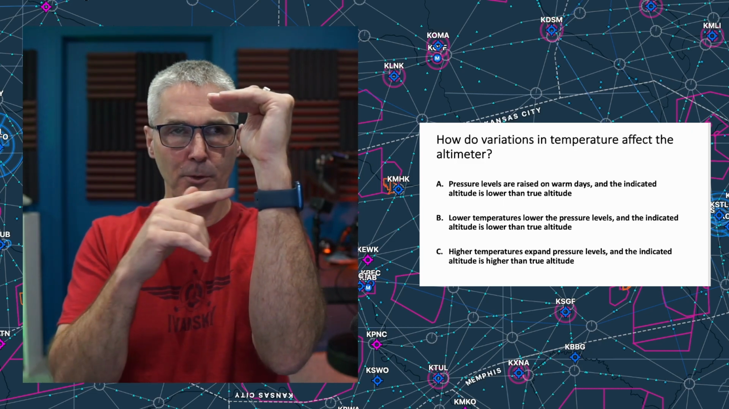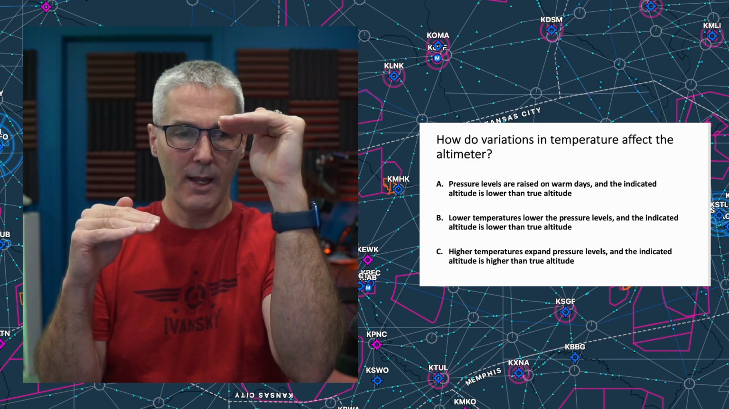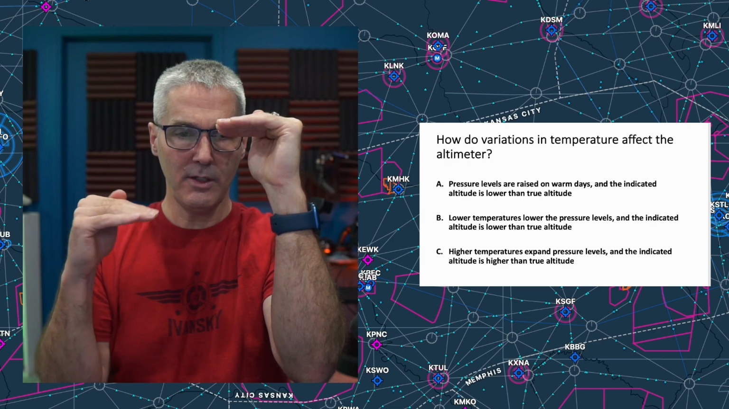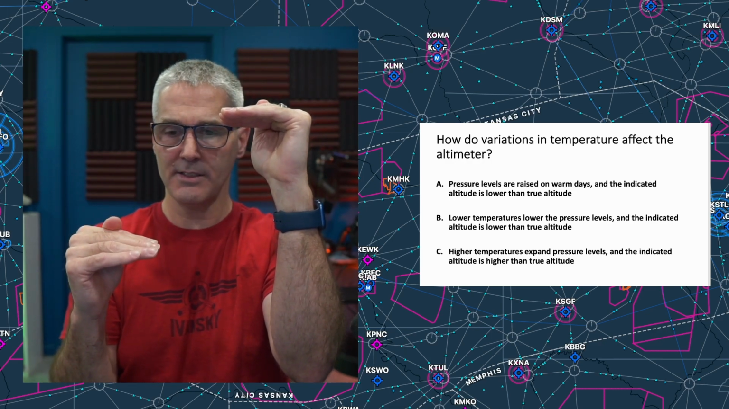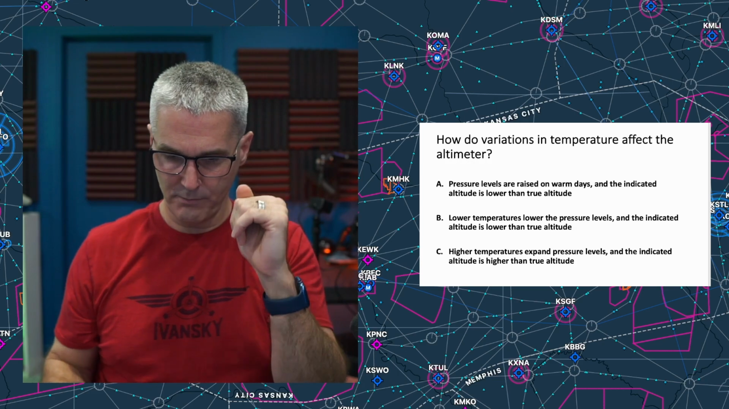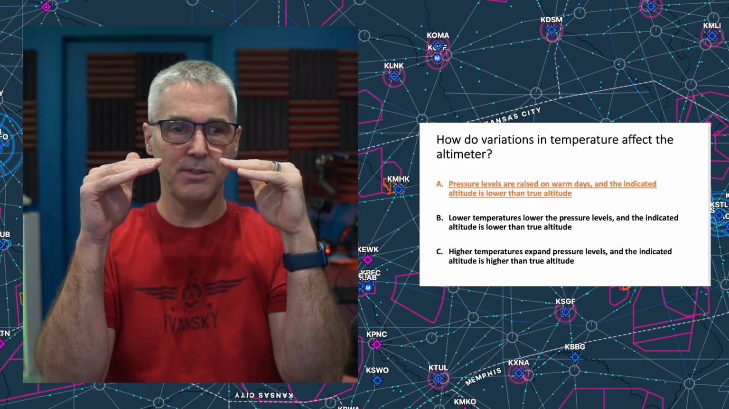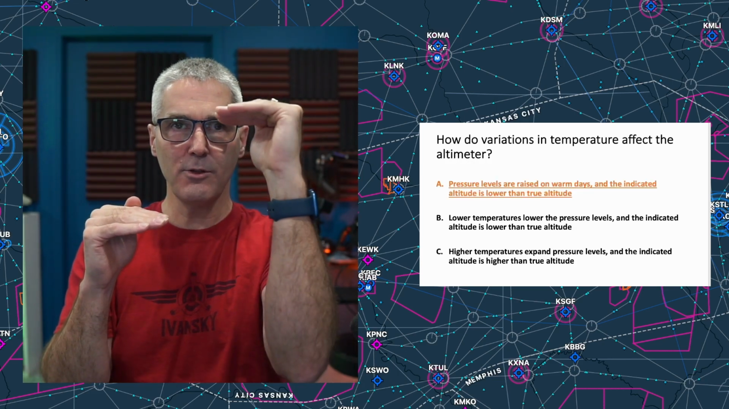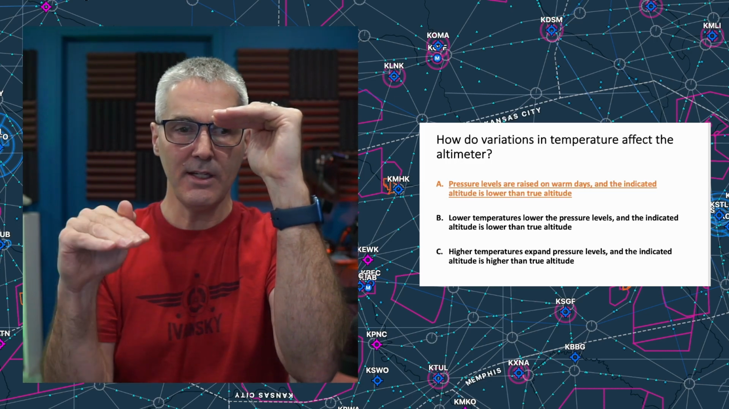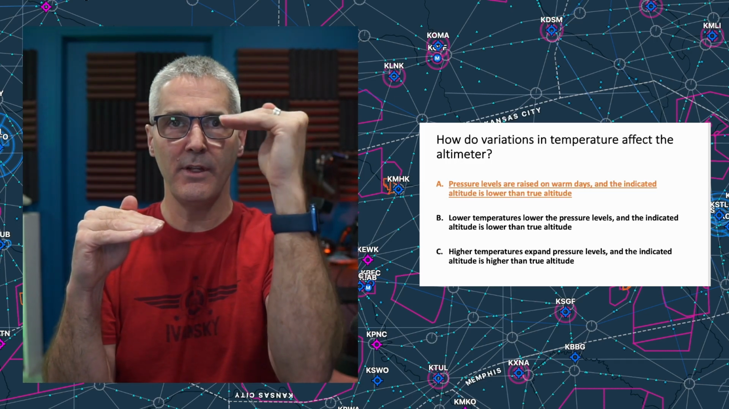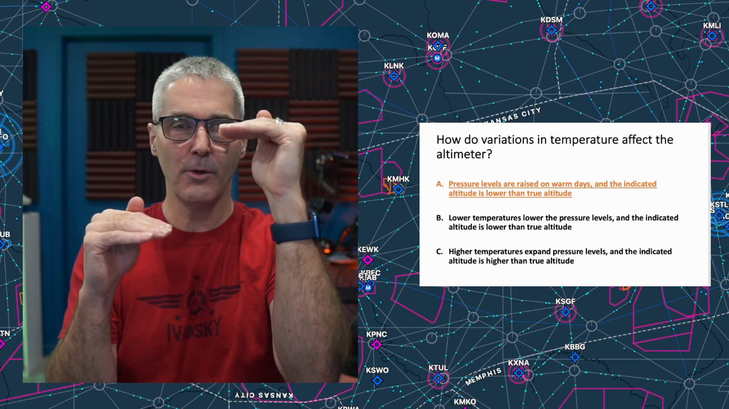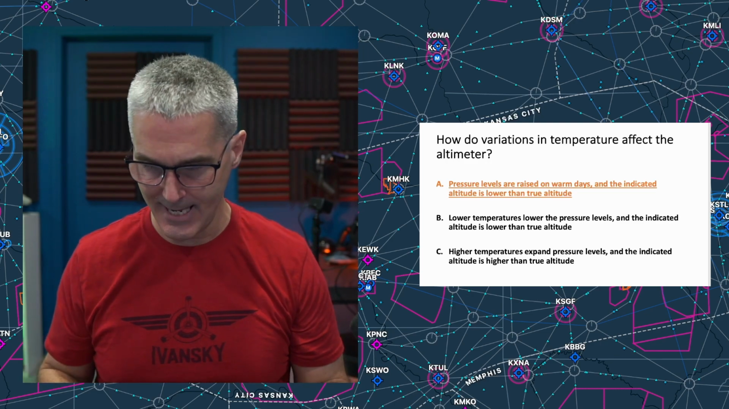C, higher temperatures expand the pressure levels. Higher temperatures, the true altitude hand goes up, and the indicated altitude is higher than true. Well, it's not in this setup. It's lower. So C is not looking right. The answer is A. Pressure levels are raised on warm days, correct, and the indicated altitude is lower than true altitude. That is also correct. So the response is A.